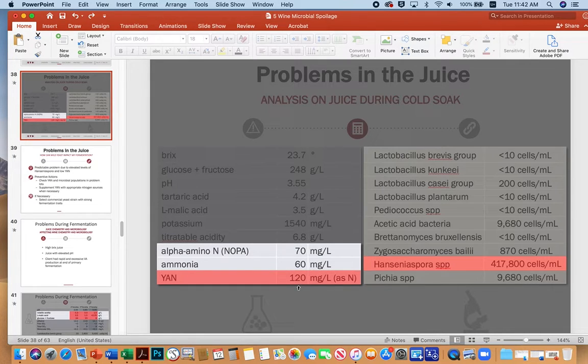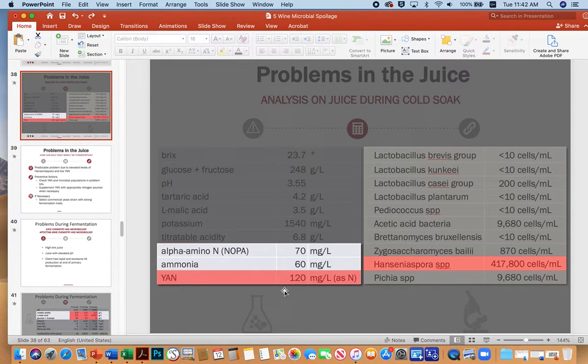YAN is a reflection of both the alpha amino nitrogen, or NOPA as it's called, and ammonia. Alpha amino nitrogen is really just the primary amino acids that are usable by yeast. It doesn't consider the proline content because yeasts don't typically use the amino acid proline, but it also considers the ammonia content, which again is a very simple form of nitrogen for the yeasts. Together, these roughly equal the YAN. But YAN is a little low in this particular case.